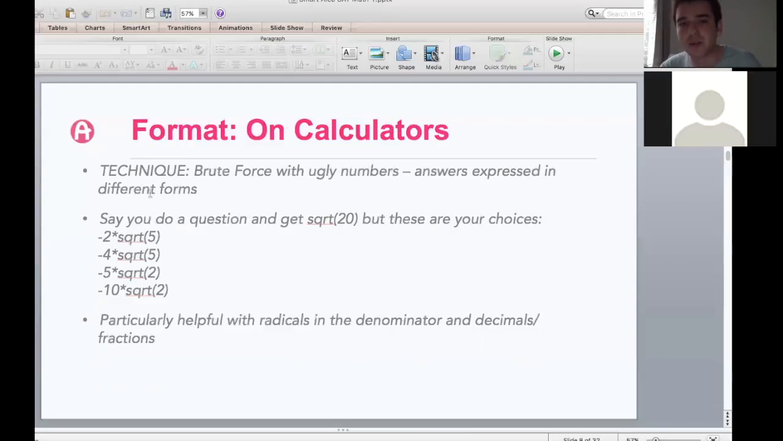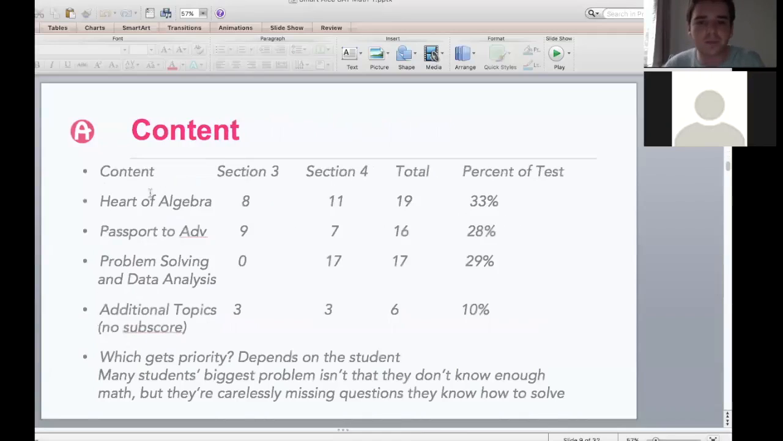And calculators can be particularly helpful when you have radicals in the denominator and with decimals and fractions, because there are a lot of students who are pretty uneasy in converting back and forth. So they might have done the problem with fractions because 3/4 is easier to manipulate than 0.75, but the answer might be in decimals. So that's something to keep in mind.